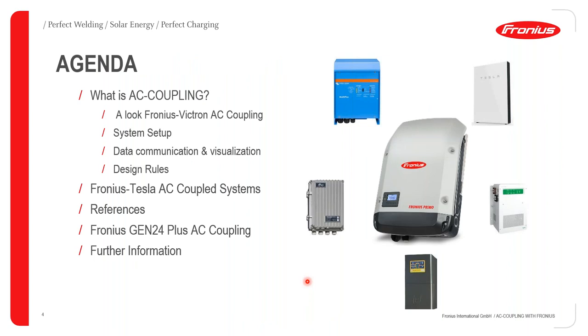So have a quick look at what we have on the agenda. We will be answering the question, what is AC coupling? Under this section, we'll be taking a look at the Fronius Victron AC coupling as an example, look at how the system is set up, go through data communication and visualization, and then go through some design rules. After that, my colleague Mohammed Sidat would continue with the Fronius Tesla AC coupled systems as another example of AC coupled systems with Fronius, and then give you some references, and then he'll take a brief look at the Fronius GEN24 Plus AC coupling, and then of course there will be further information afterwards.